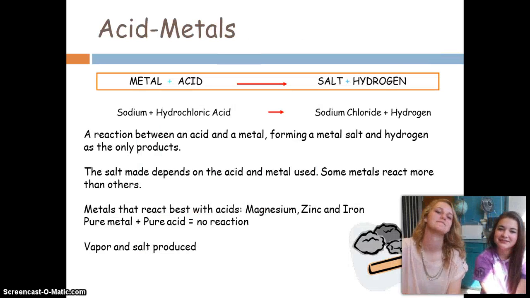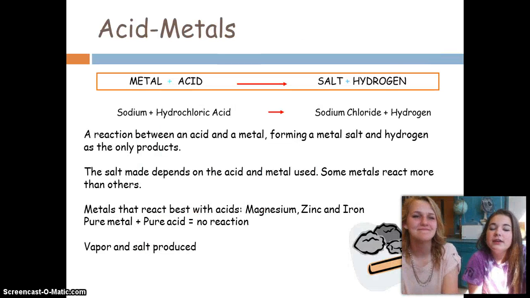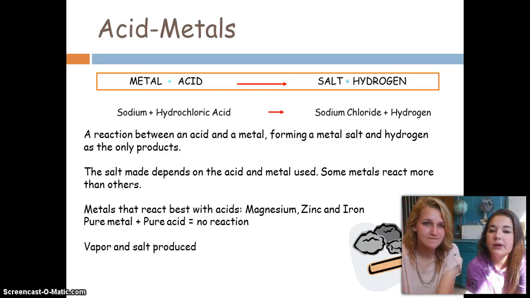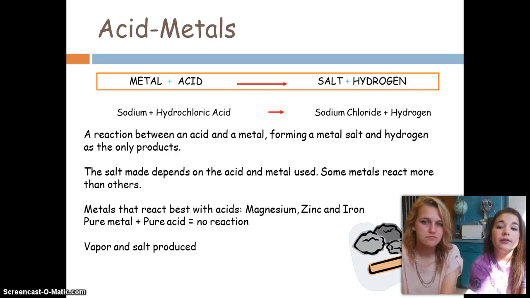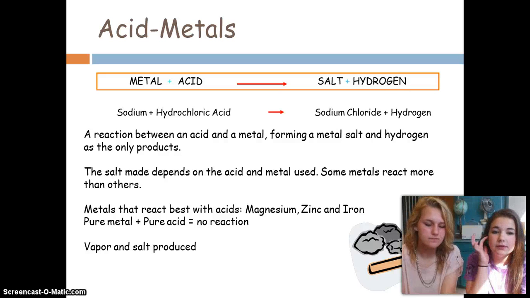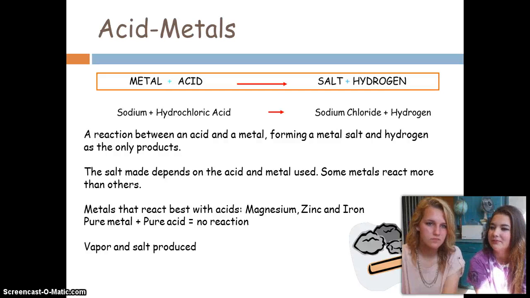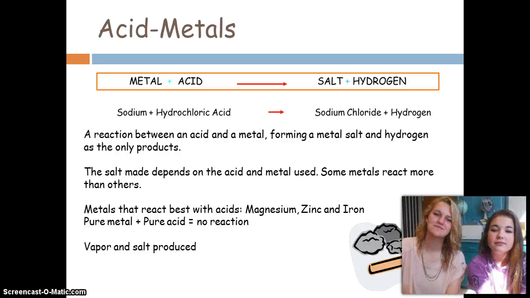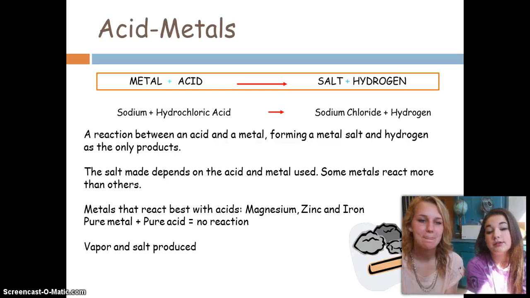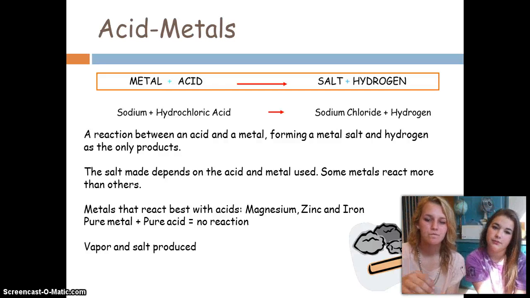Okay, and then we did the acid-metal reaction. When acids and metals react, they make hydrogen and salt. And then there's a more specific one under that: the reaction between an acid and a metal forming hydrogen and a salt as the only products, which was just shown by the equation. And then an example. The hydrogen is produced as a gas, and then the salt is just produced as salt.